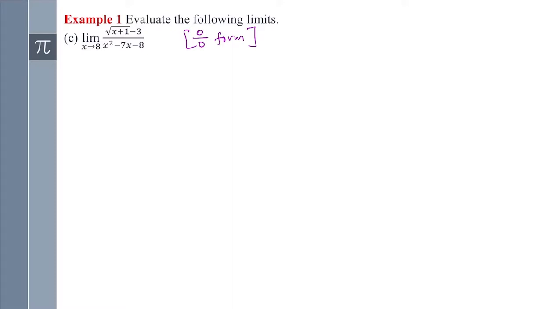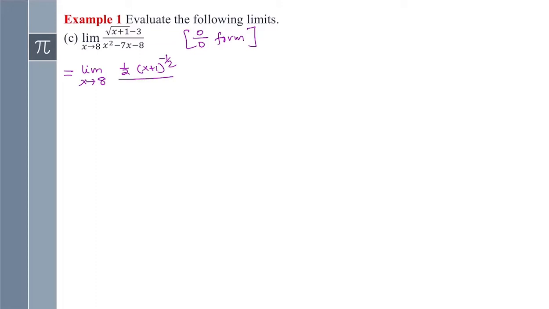We can use L'Hopital's rule. So let's go ahead and use it. So limit as x approaches 8. The derivative of the numerator: we have a square root, so we have to use the chain rule. Remember x plus 1 to the 1/2. So the derivative is 1/2 x plus 1 to the negative 1/2 times the derivative of the inside function, which is 1. So basically it is 1/2 x plus 1 to the negative 1/2, then the derivative of 3 is 0.